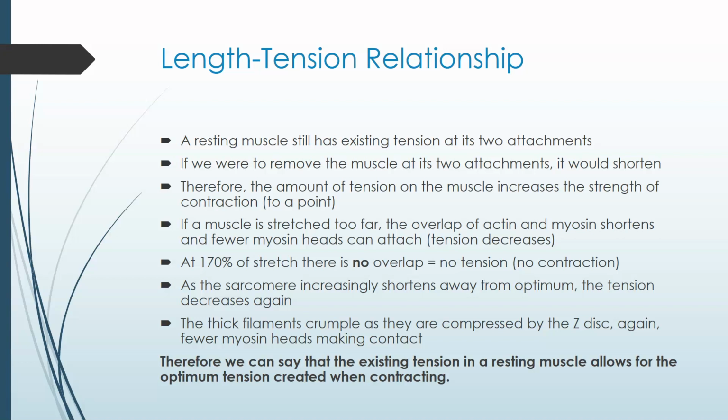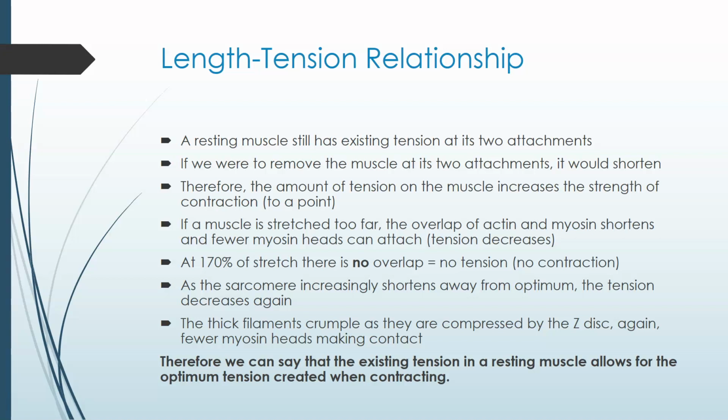If you were doing something and you tore off the distal attachment of the biceps, that muscle would shorten considerably. It would roll up into a ball, getting up closer to the shoulder joint because of this tension that exists in it. So the amount of tension on the muscle increases the strength of contraction, to a point.